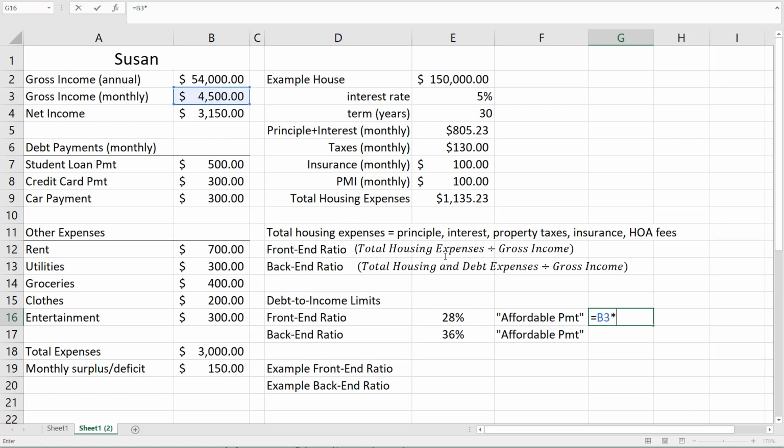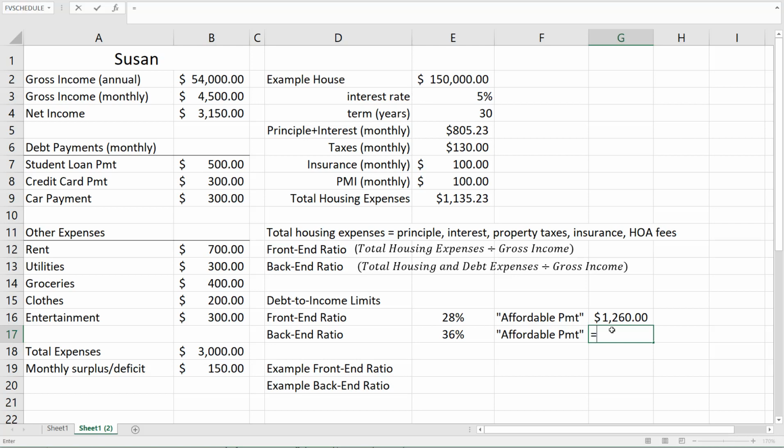the amount that she could afford to pay per month would be the gross income per month multiplied by that front-end limit. So $1,260 a month. Looking at that, the affordable payment would be $1,260 a month. Her total housing expenses would be $1,135 a month. So it looks like she's going to come in right under that limit to be able to afford that.